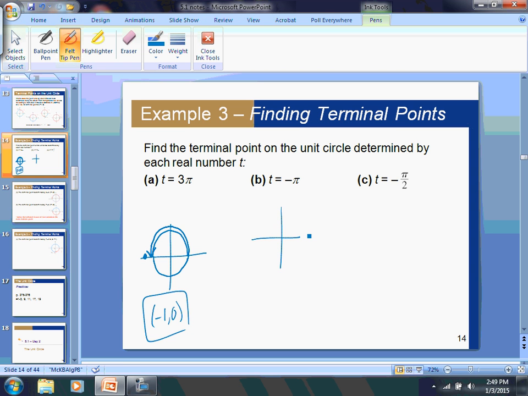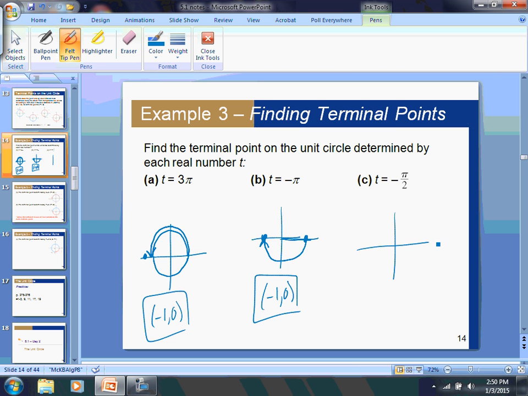Okay, for part B now, here they give you a negative distance. So remember, your starting point is over here, and if it's a negative distance, instead of going up and counterclockwise, you're going to go down and clockwise. And we're just going to move pi, so that's going to be 180 degrees. It's a semicircle. It's halfway around the unit circle. So again, my terminal point is going to be -1, 0. So for part A and part B, we got the same answer. You're going 2 different distances, but you're ending at the same location. And that can happen. That's okay.